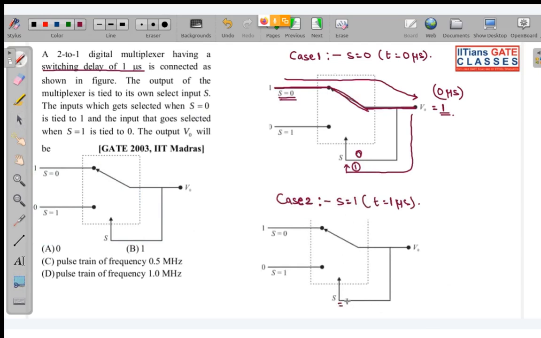Your S becomes 1. So the moment it becomes 1, S equal to 1 is this line, so this will be connected to V naught. And the moment this happens, you can see the input to the S1 line is 0. So V naught becomes 0. This will immediately become 0, but as the switching delay is 1 microsecond, this 0 will be executed at t equal to 2 microsecond. So after 2 microsecond, again S will become 0, 1 will be connected, and this cycle will go on and on.